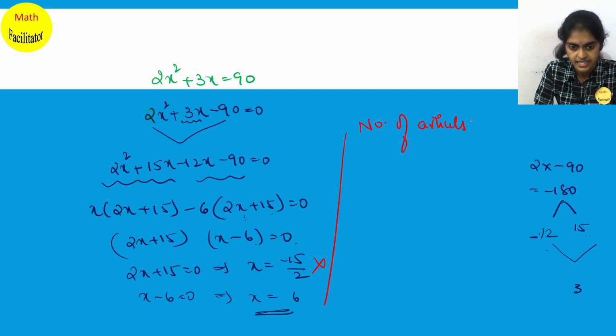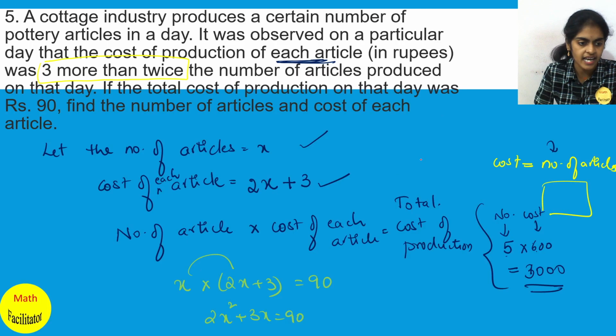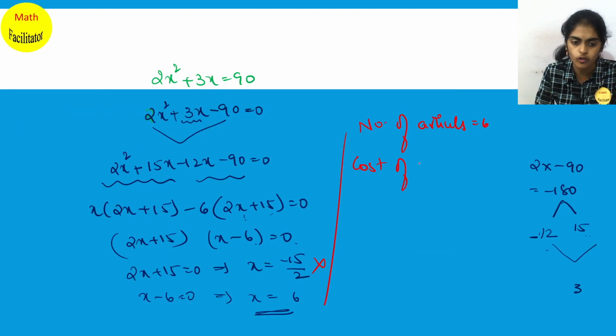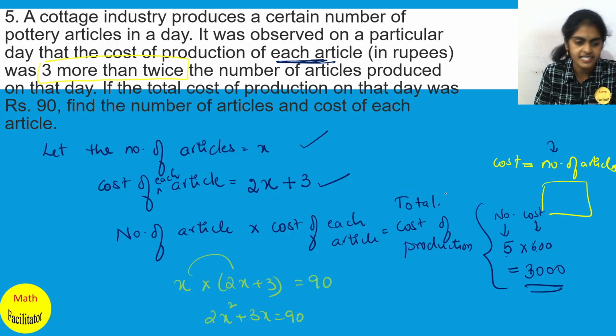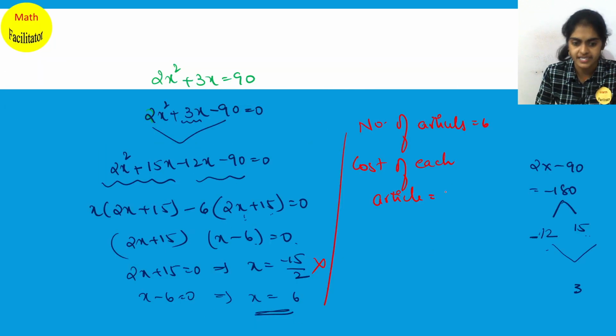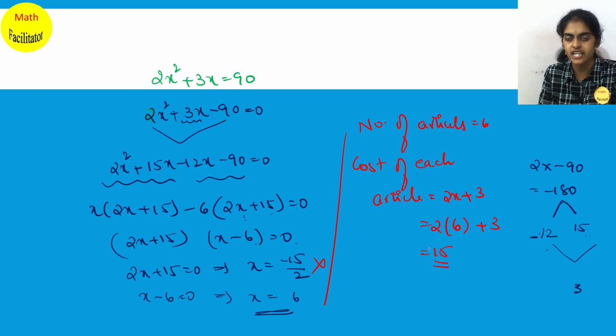are 6. So now if I want to find the cost of articles, they have asked you to find the number of articles and also the cost of each article. So cost of each article is nothing but 2x plus 3. That is the condition we have taken. So 2 into x value, you got it as 6, plus 3. So 12 plus 3 is 15. So cost of each article is 15 and number of articles are 6.